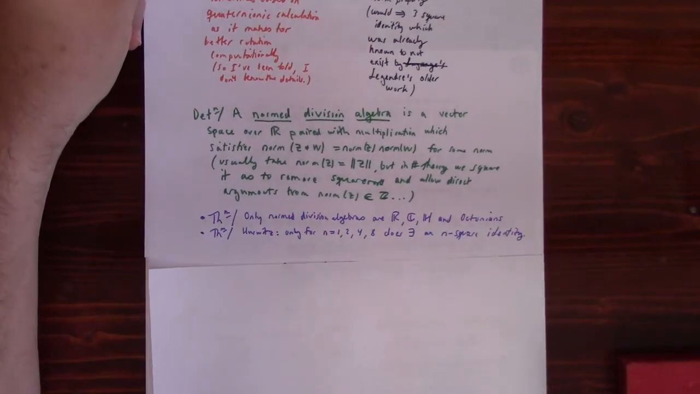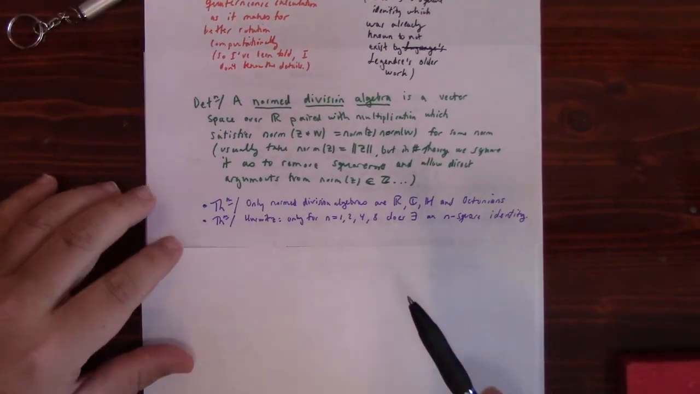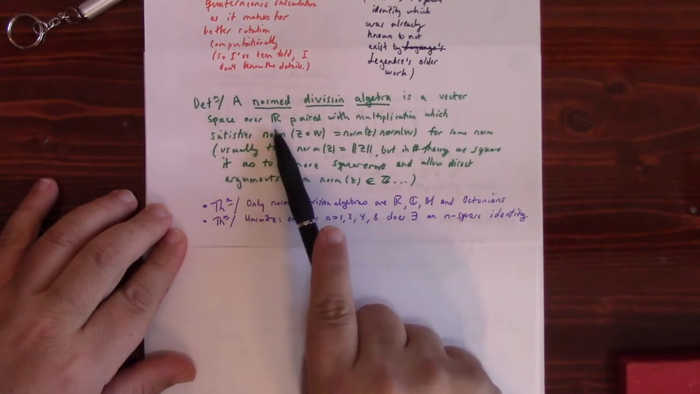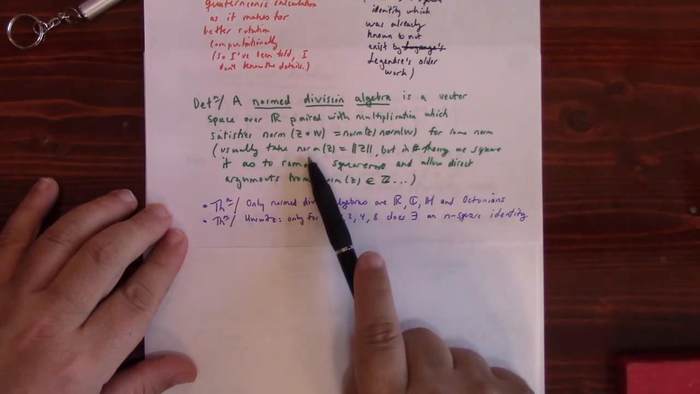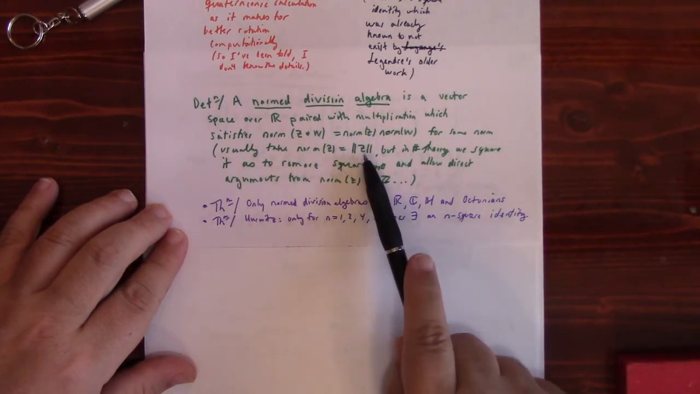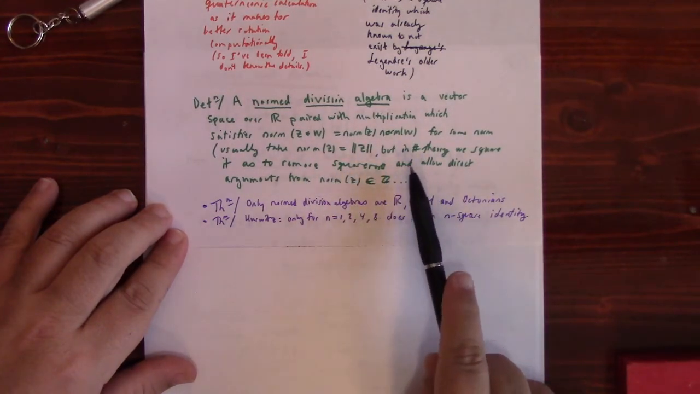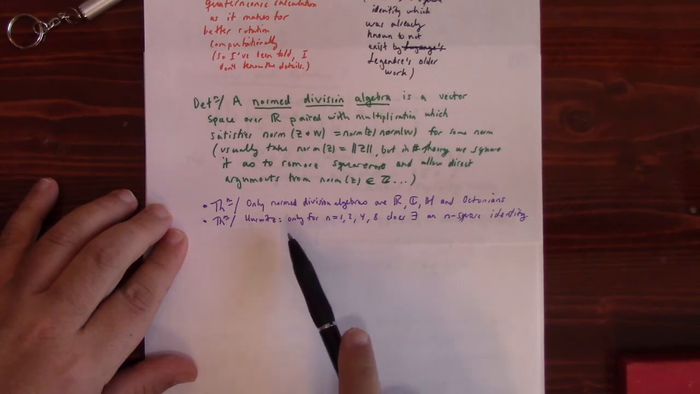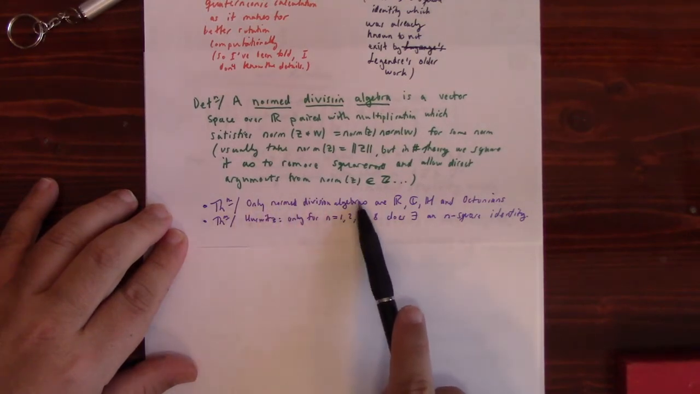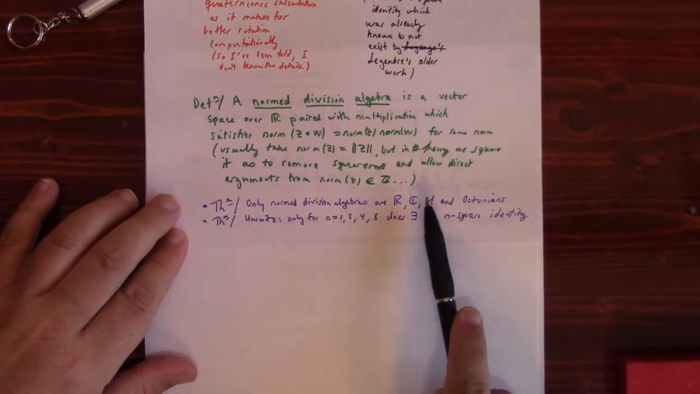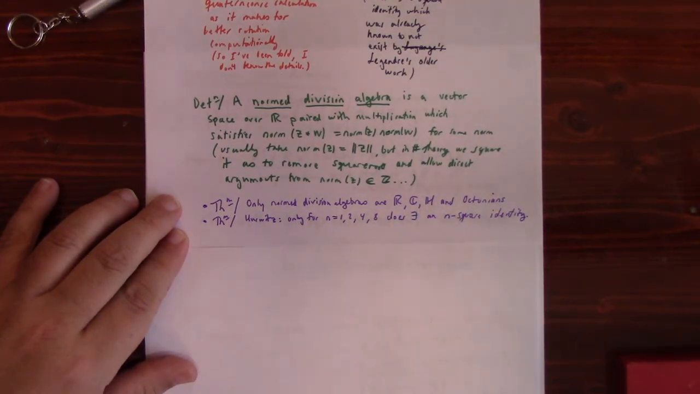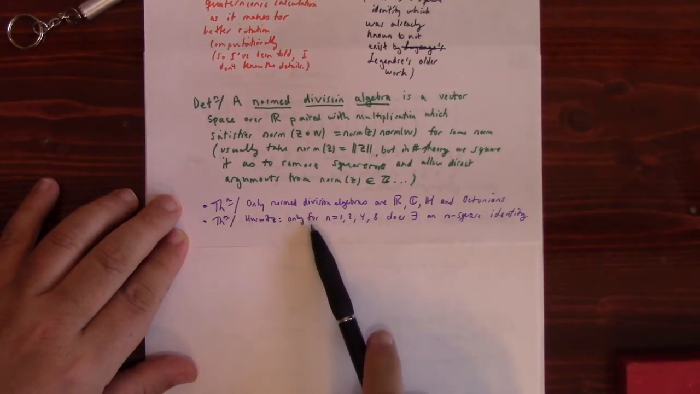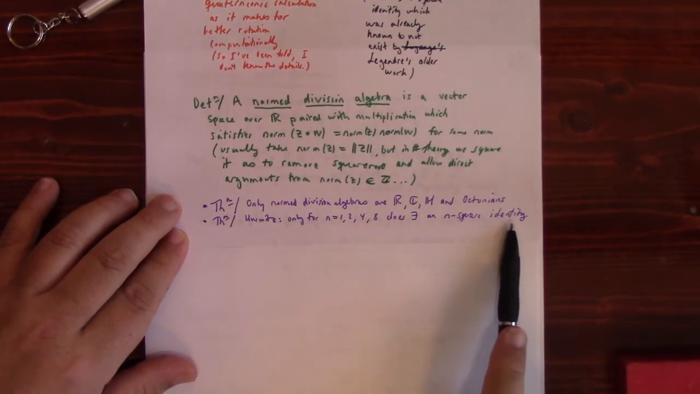So just a little bit of general math knowledge here for you. A normed division algebra is a vector space over the reals paired with a multiplication, which satisfies that the norm of a product is the product of the norms. Usually we take the norm of z as the length of z, but in number theory we square it to remove square roots and allow direct arguments. So here's a theorem: the only normed division algebras are the real numbers, the complex numbers, the quaternions, and the octonions. This is sometimes called Hurwitz's theorem: only for n equals 1, 2, 4, and 8 does there exist an n-square identity.